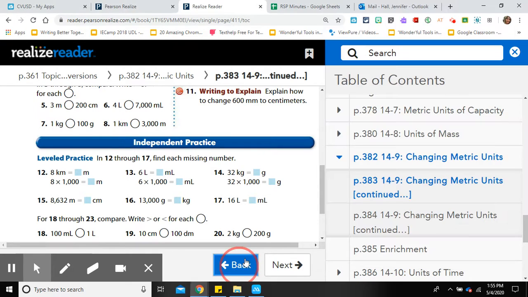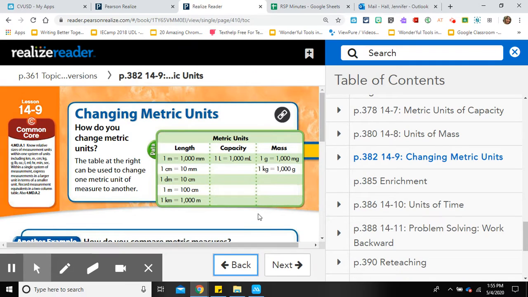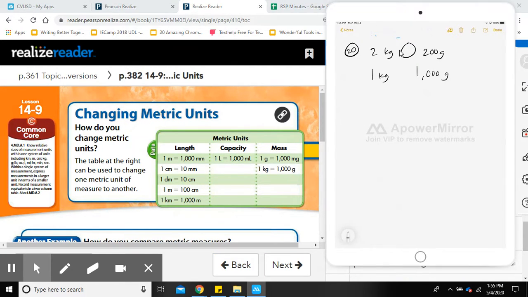Let me double check that. Let me look back here and make sure. 1 kilogram is equal to 1,000 grams. Did I write that right? Yes. Okay, 1 kilogram is equal to 1,000 grams.